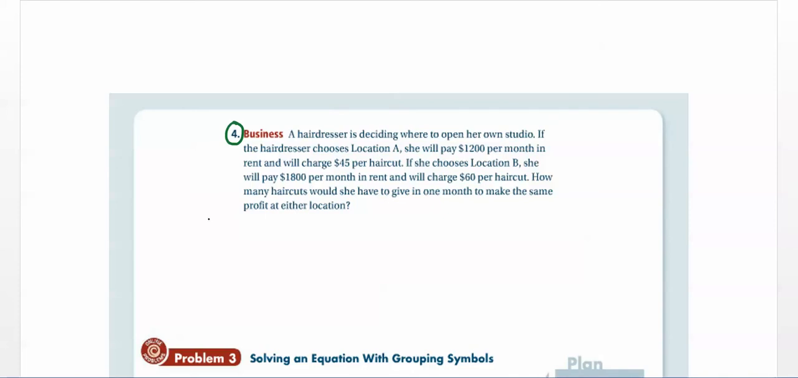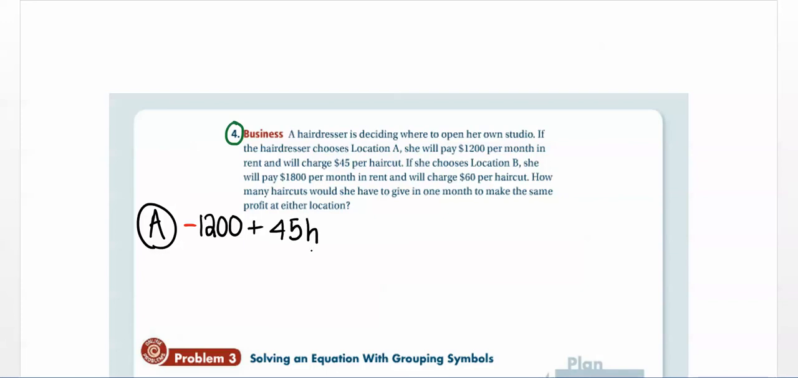Okay, so let's start with location A. What is she going to have to pay? Well, she's going to pay $1,200 for rent per month. Actually, let's think about this. $1,200 is rent, so that's what she's paying, so that's sort of like a negative amount. The $45 per haircut is what she's charging, so that's what she's getting, so that's like a positive amount.